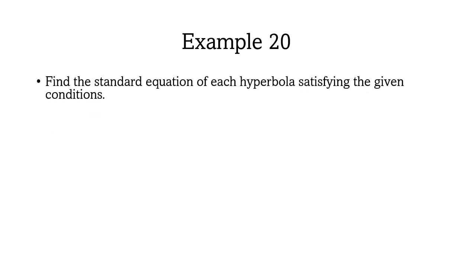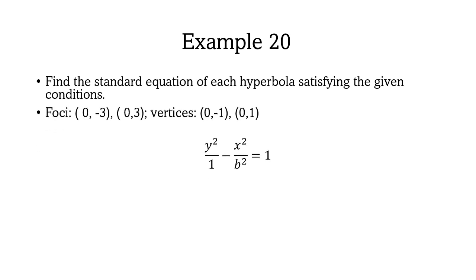We need to find the standard equation of a hyperbola given the conditions. So we know the vertices and the foci are on the y-axis. So the vertices are plus or minus 1. So therefore my a squared is 1. Now we have the foci, we can calculate b squared. So b squared is 8.